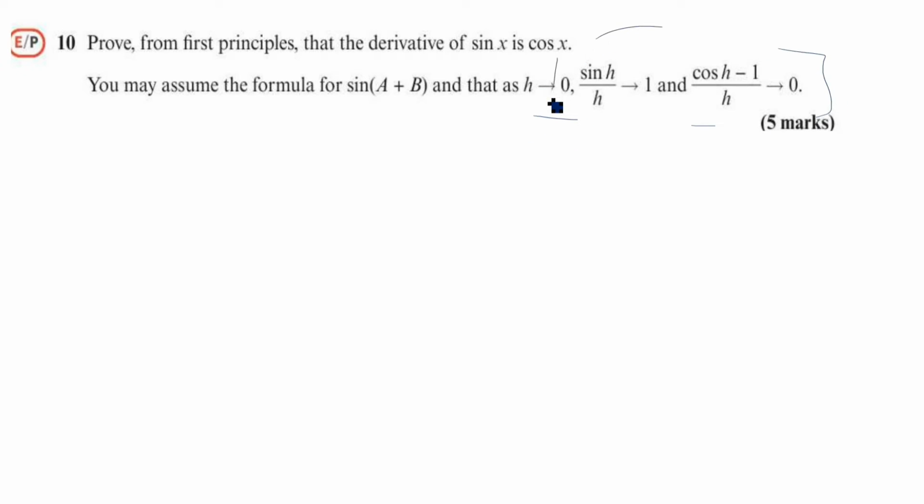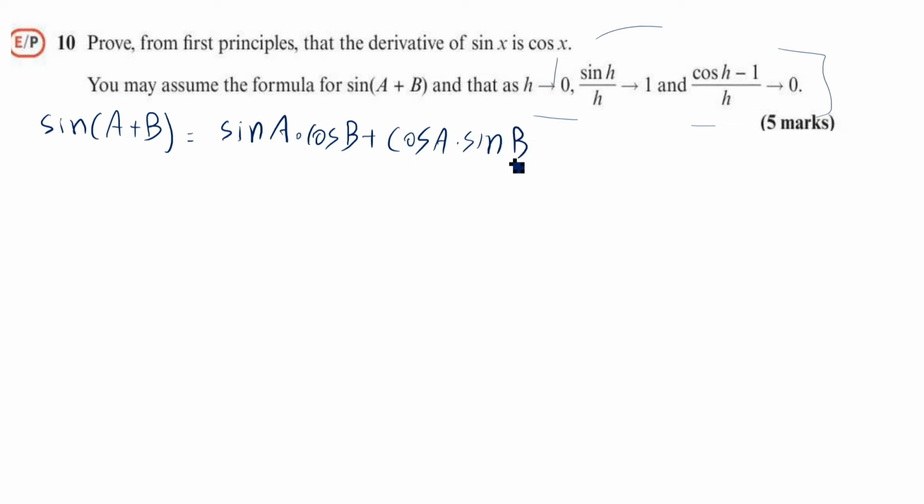Okay. The very first thing that we need to do is remembering and writing down the addition formula for sine x. So it's sine a plus b, which is going to be sine a times cos b plus cos a times sine b, because in this question we are going to use this. Right, and now we need to prove this by first principle.